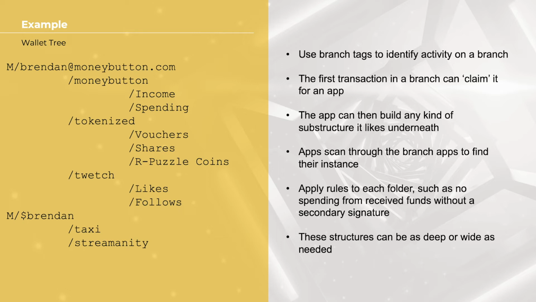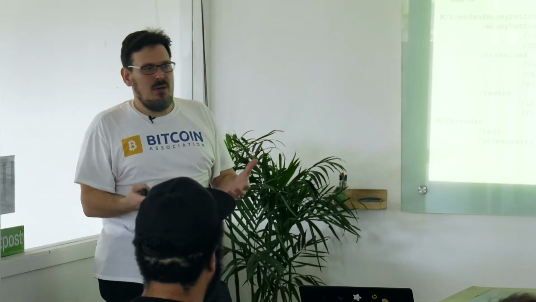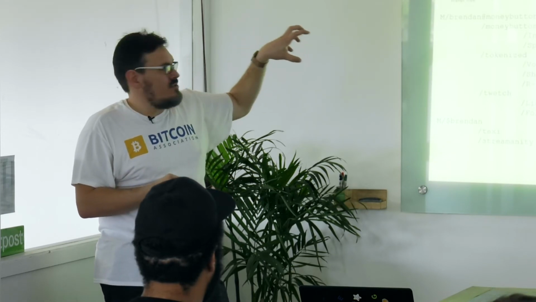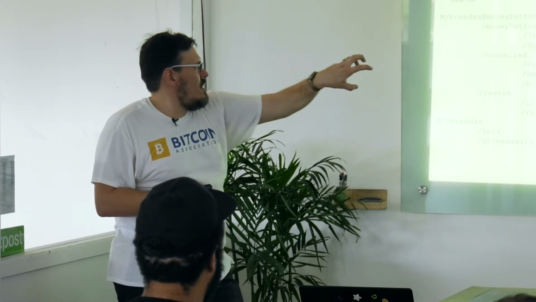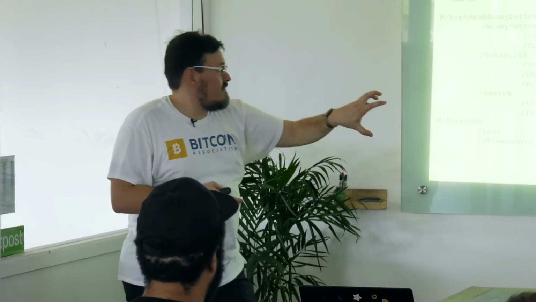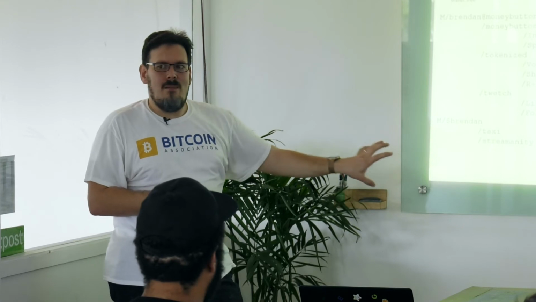The Money Button branch is just general stuff that I'm using Money Button for. I might have income coming in from some content that I've put up that people are paying to my Money Button ID, but I might then have a tokenized branch. So say someone builds a tokenized-compatible web page which uses Money Button. Well, that would go underneath my Money Button master key, and I would have a tokenized branch, and within that tokenized branch I might have a set of addresses for vouchers, for shares, and then for RPuzzle coins.